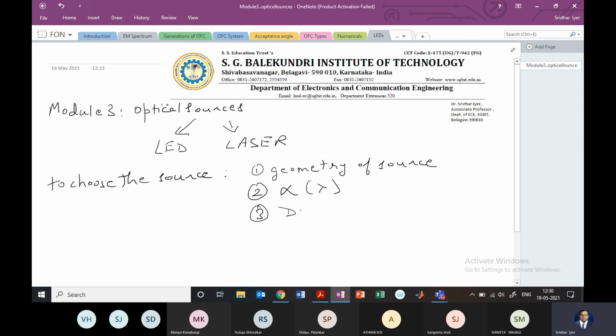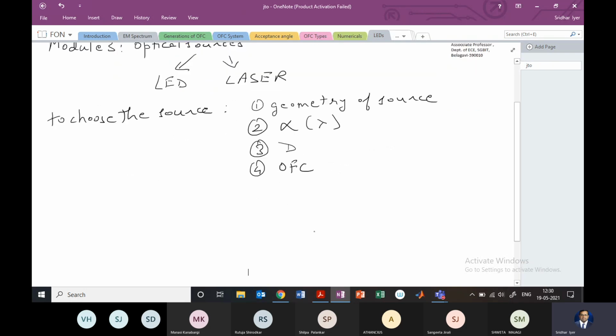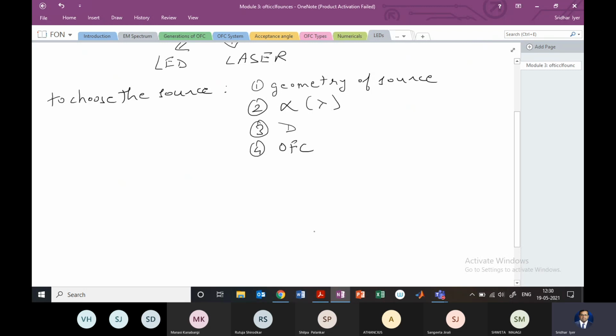So I'm writing D. This mostly will be the material and waveguide dispersion. We'll not be talking more of intermodal dispersion, because the fiber generally used for long distance transmission would be the single mode fiber. And then we also need to look at the characteristics of the fiber itself, right? What kind of refractive index and so on. So with this in mind, we need to choose which source we can use. Of these, in my experience and opinion, wavelength will be the most important, because we need to operate at higher wavelength, somewhere around 1550 nanometer. This is where we need to operate.